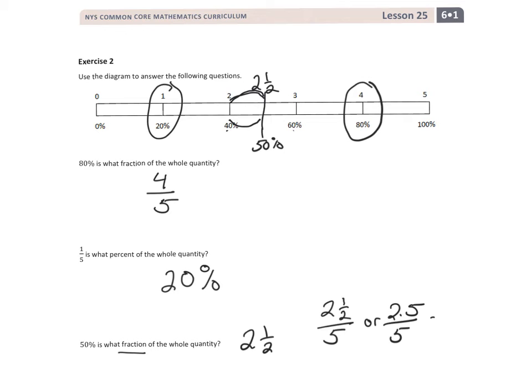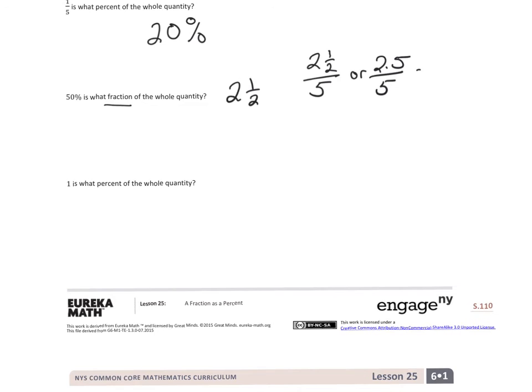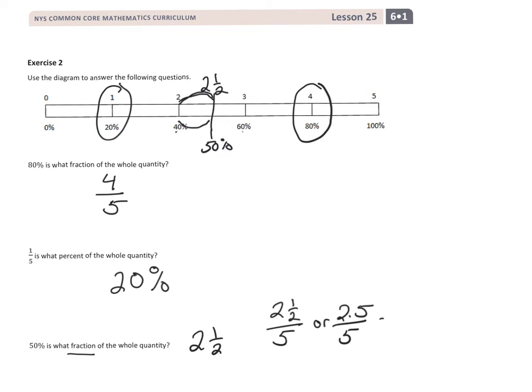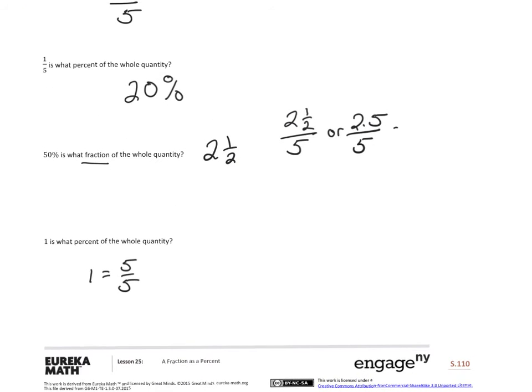So let's go on to exercise number 3 now. Oh, before we do that, we have to say 1 is what percent of the whole quantity. So 1 would be, if we are correct, 5 over 5, because the quantity went up to 5. So 1 whole would be 5 over 5. And then the percent of that is 100%. Okay, now let's go to the next problem.